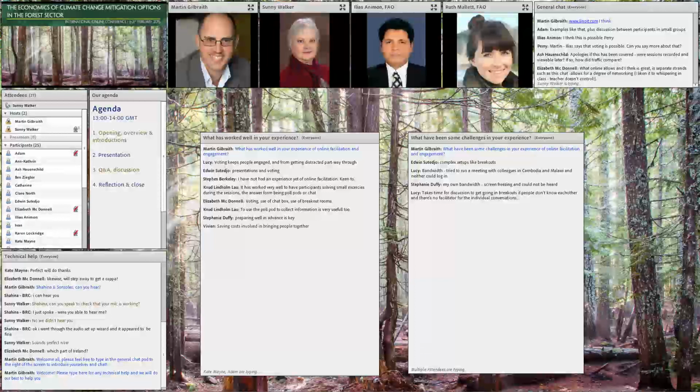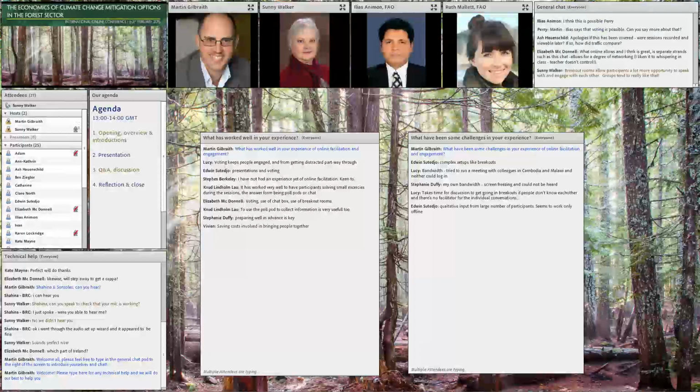So some of the things that have worked in your experience: presentations and voting, small exercises, yes. Use of chat box, breakout rooms. Good, yes, using the poll pod to collect information, we've also done that.